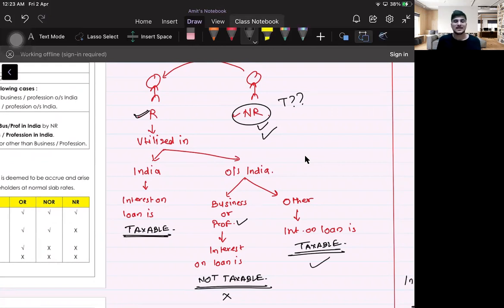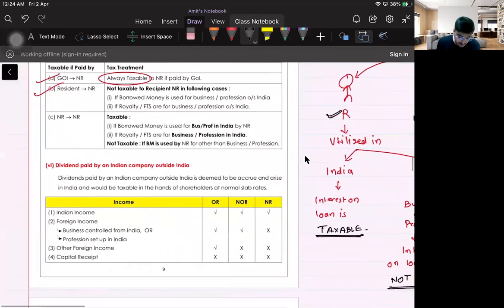Mota moti, agar resident utilize kar raha hai India mein, to India aa gaya beech mein. India beech mein aaya, to non-resident ko jo interest, royalty and FTS milega, woh taxable hoga. But agar India beech mein nahi aa raha hai, matlab resident utilize kar raha hai outside India for business and profession, then in that case, interest, royalty, FTS taxable nahi hoga. Resident utilize kar raha hai outside India not for business and profession, so for this non-resident, interest, royalty, FTS taxable hoga. Ye tha aapka point number 2.